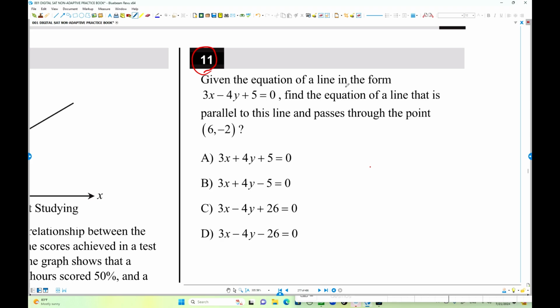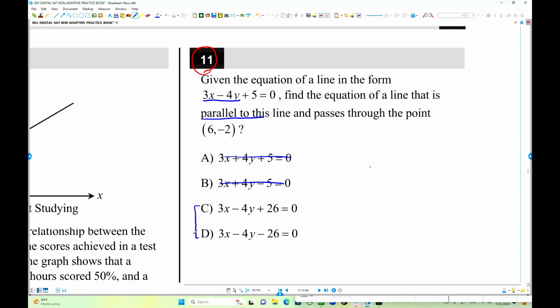The next one over here, number 11. Given the equation of the line in the form 3x minus 4y plus 5, you don't have to express y in terms of x to make the graph. Find the equation of the line that is parallel. Parallel means it should be proportional to this one. 3x minus 4y is parallel to 6x minus 8y and 9x minus 12y. They are all parallel, right? So this is not working. Only C and D are working.